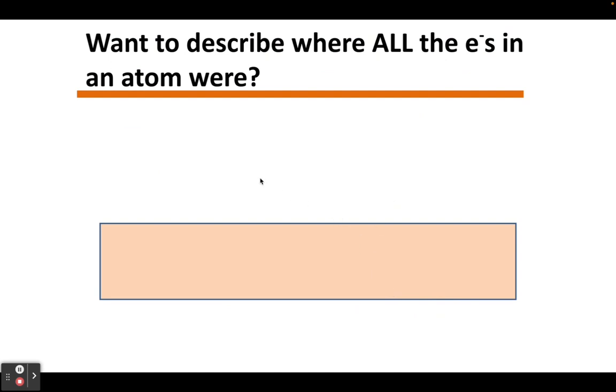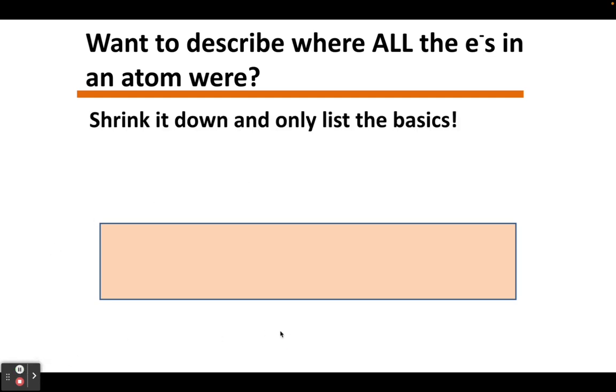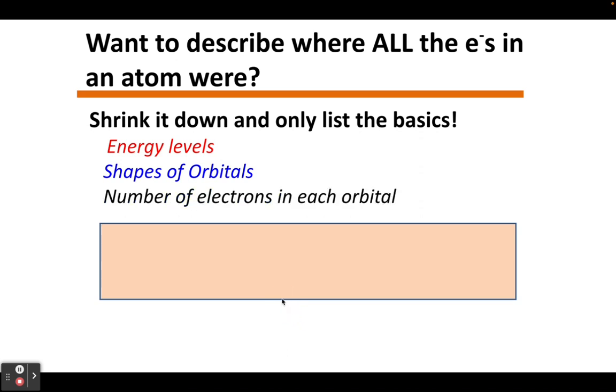So if we want to describe where all the electrons are in the atom, what do we do? We're going to shrink it down and only list the basics here. So the way we describe this is we do the energy levels, we do the shapes of orbitals, and we do just the number of electrons in each orbital. So when we write it down, we are just going to write the energy level, the sublevel, and the number of electrons at that sublevel.